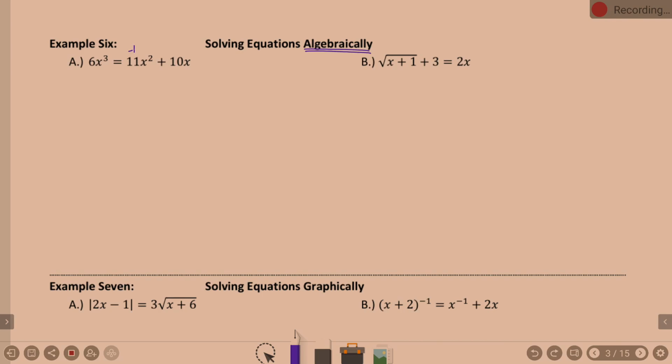So, subtract 11x squared, subtract 10x. So what do we have here? 6x cubed minus 11x squared minus 10x equals 0. Okay? We made it equal 0. I need another step. Angela?